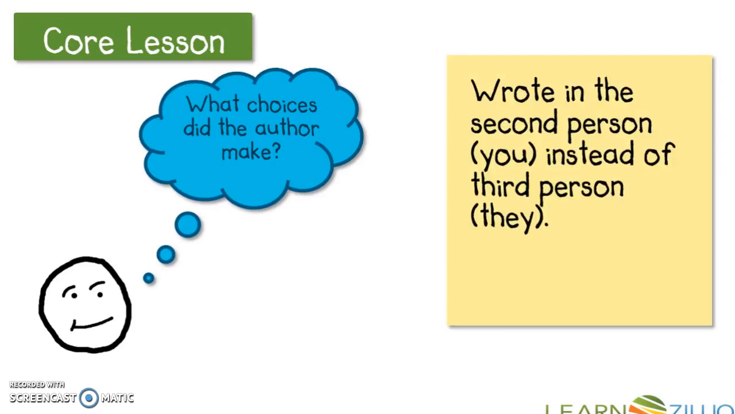Oh, that's right. I noticed that the author wrote in the second person, you, instead of the third person, they. They said things like, you were property instead of slaves were property, or they were property, or you were responsible for watching the white children instead of slaves were responsible for watching the white children.